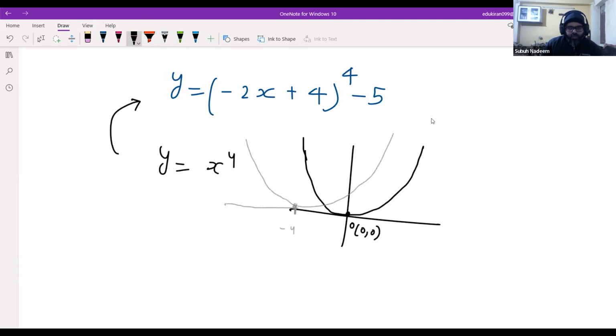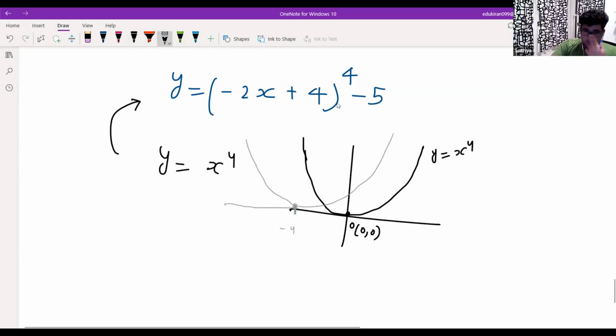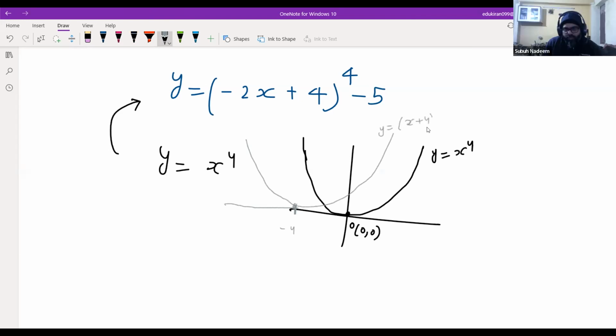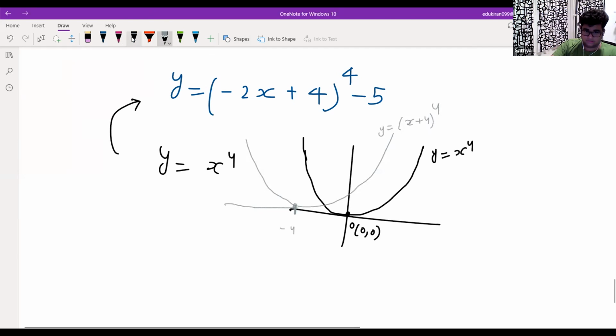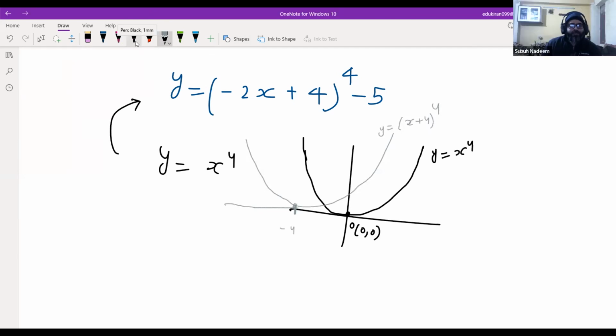So this was y is equal to x to the power 4, and this is y equal to x plus 4 to the power 4. So this is fine. Now, minus 2x. So first let us see the minus. What will that do?